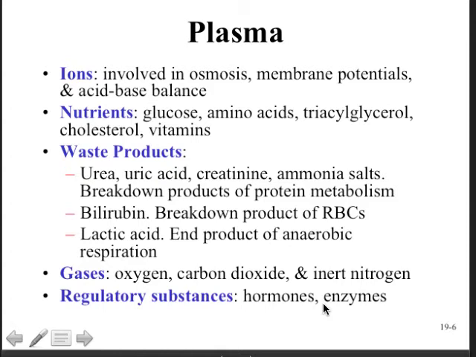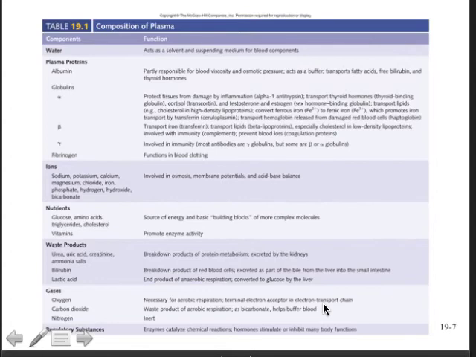We've talked about hormones in the endocrine chapter. Remember that enzymes are there to promote chemical reactions so that they can take place at a rate that assists the cell in its survival, essentially by lowering the activation energy that blocks many chemical reactions going from reactants to products. This is just a breakdown of the composition of plasma. This is 19.1 in your book, so take special note of the information here. It could very easily show up on an exam or a PRS quiz.